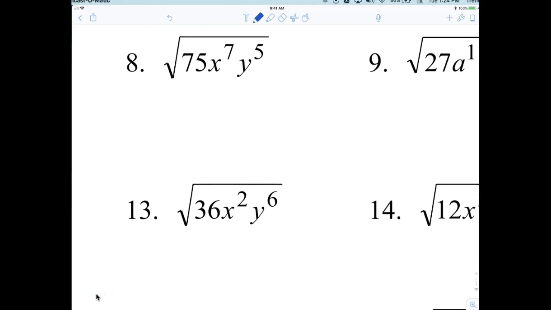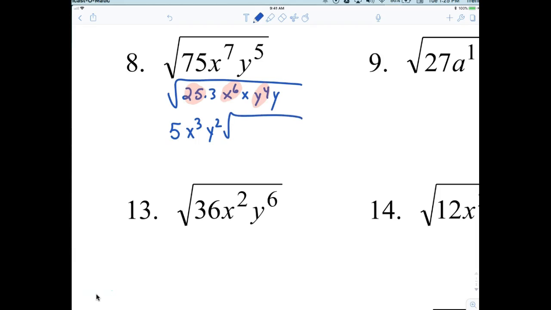Now you have to break down the number and the variables. Not too difficult because 75 is 25 times 3, x to the 6th times x, y to the 4th times y. So far, so good with that? And now I'm highlighting the perfect squares. So the square root of 25. Come on, help me. Square root of 25 is 5. Square root of x to the 6th is x to the 3rd. Y to the 2nd. Square root, 3 what? 3xy. Any questions?